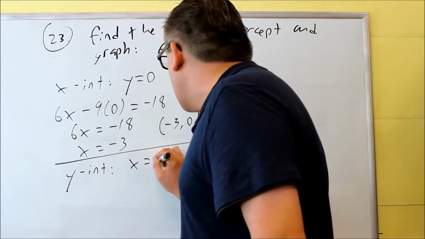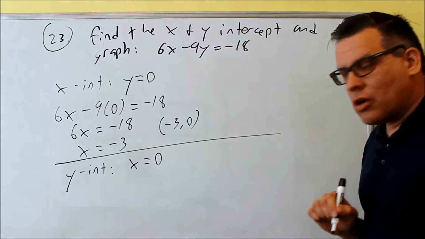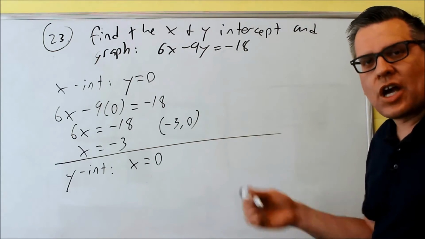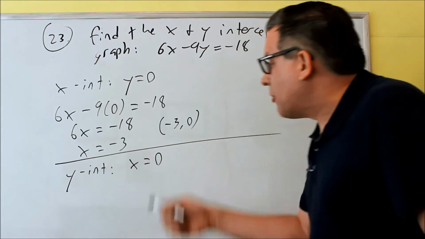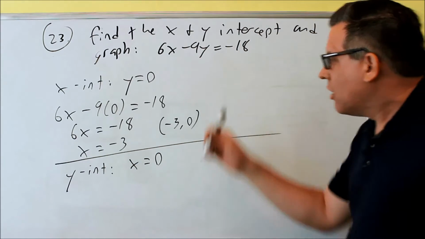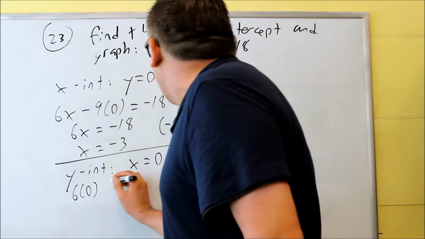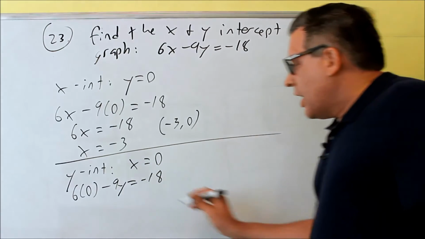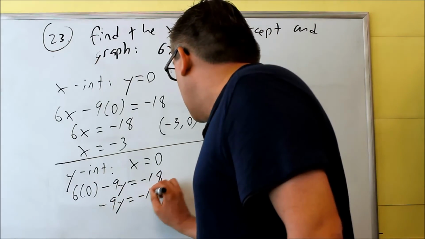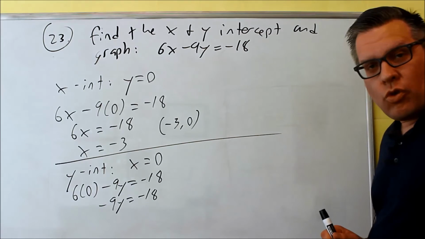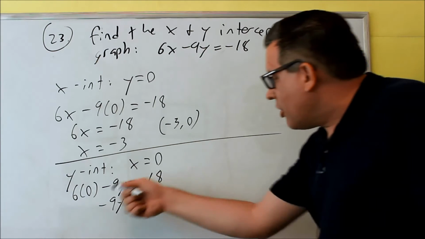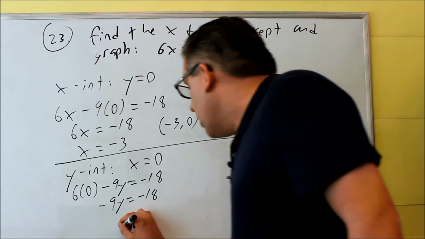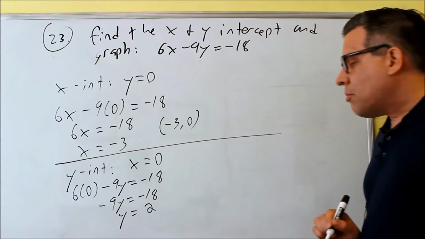The rule for the y-intercept is you're going to put a 0 in for x. So notice that we're just putting a 0 in for the opposite variable, and that's how you can remember that. So for the y-intercept, you put 0 in for x. Let's do that. You get 6 times 0 minus 9y equals negative 18. And that first term is 0, because 0 times anything is 0. And you get this. You're going to divide both sides by negative 9, and we get y is equal to positive 2.